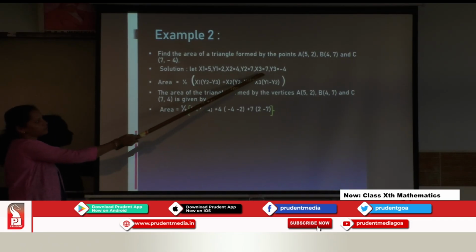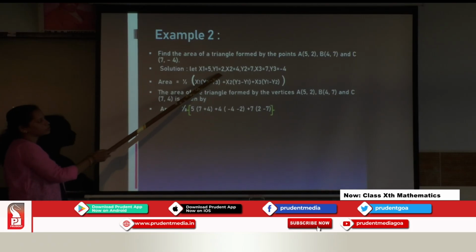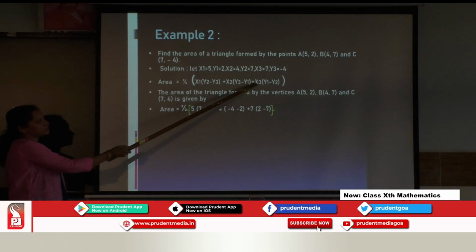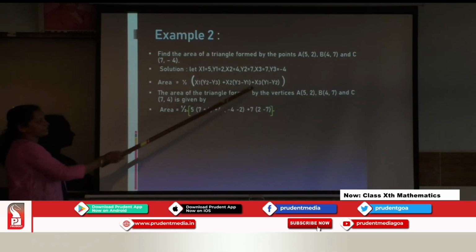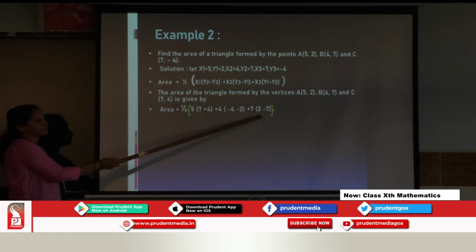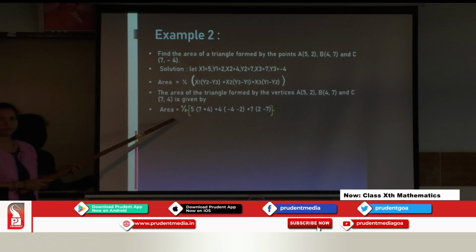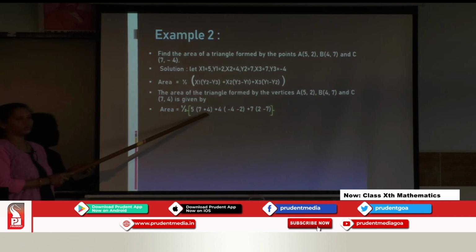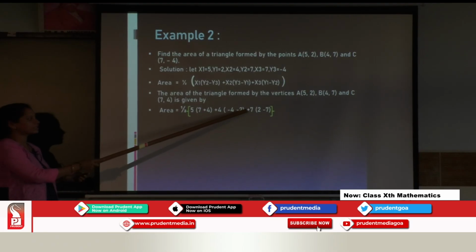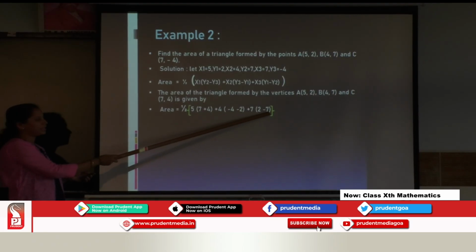Minus y1, y1 is equal to 2. So, minus 2, plus x3 is equal to 7, then y1 is equal to 2, y2 is equal to 7. So, 2 minus 7. So, this will become 7 plus 4 is 11, then -4 minus 2 is -6, 2 minus 7 is -5.